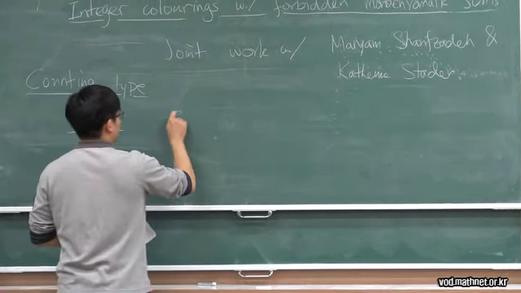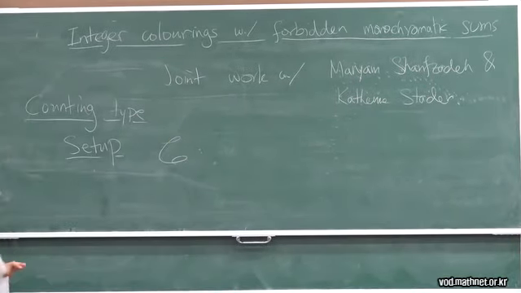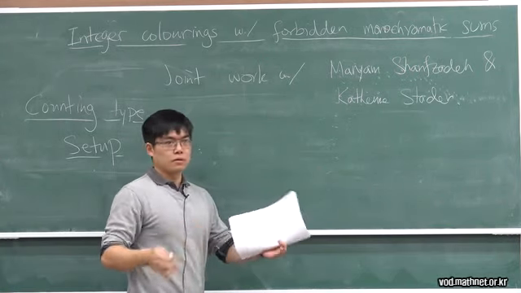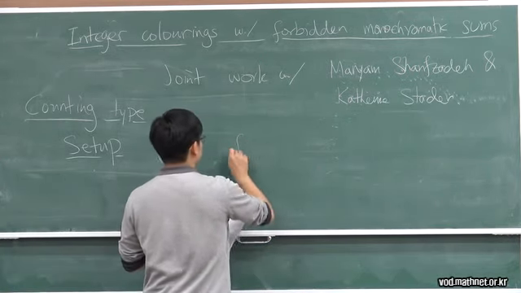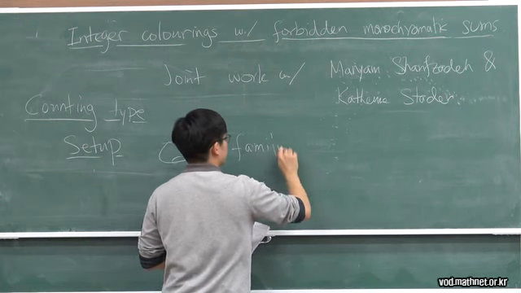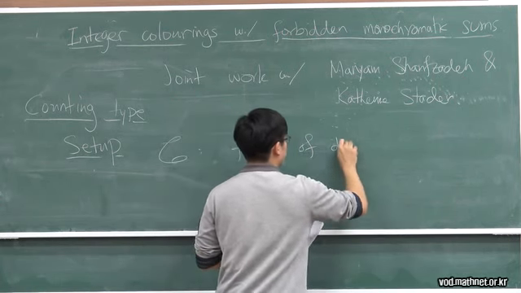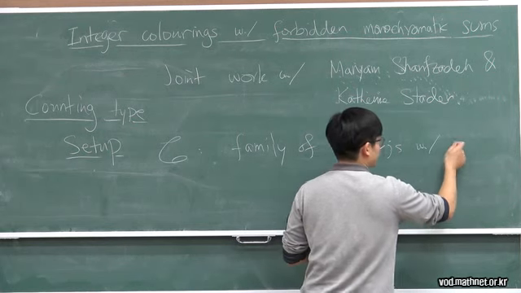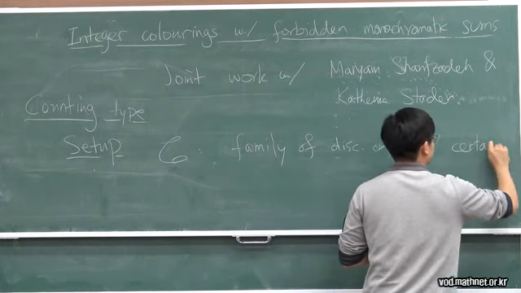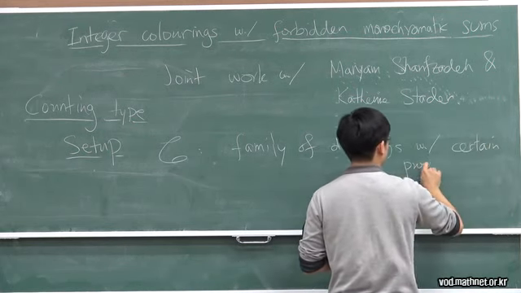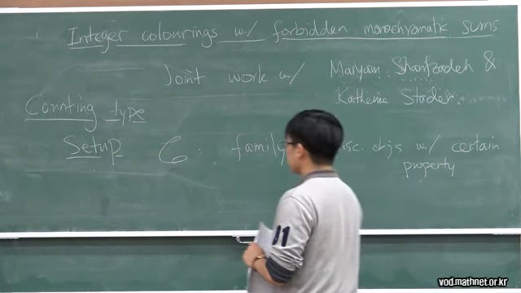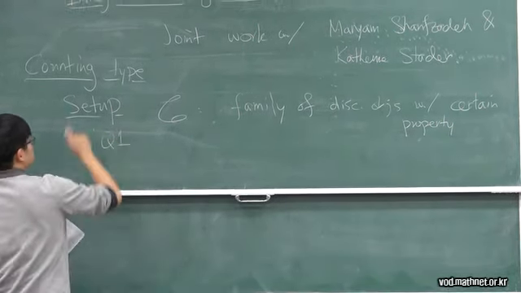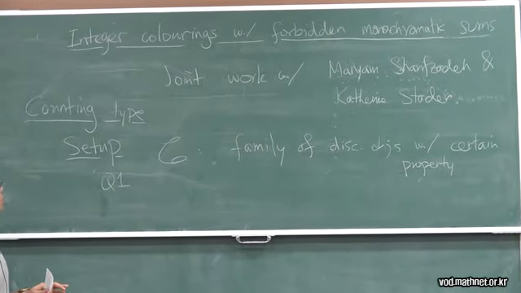The general setup: we are often given a family C, a family of discrete objects. Could be graphs, could be things like this. Oftentimes it comes with certain properties. Okay, so the problems we're interested in, oftentimes in this area, there are two problems we can look at.